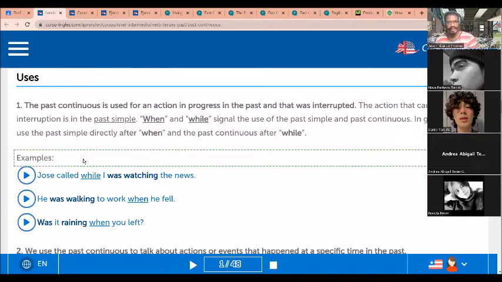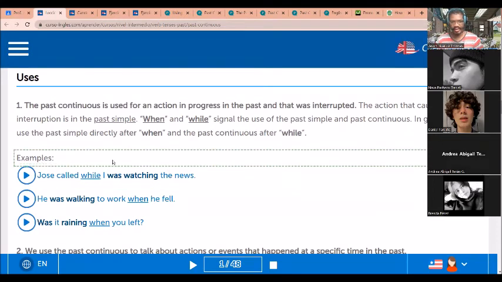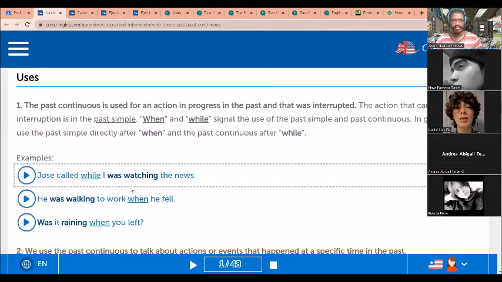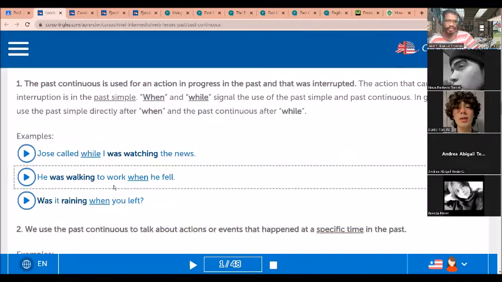Good. All right, so notice the position of the when and while. If it's while or durante, mientras, past simple, then while, then past continuous. Or past continuous, while, past continuous. But with when, it's going to be past continuous, when, then past simple. So the reverse is usually true for these two, right?